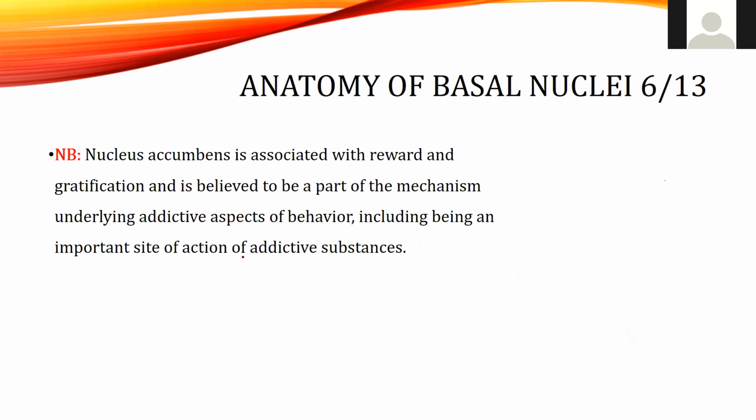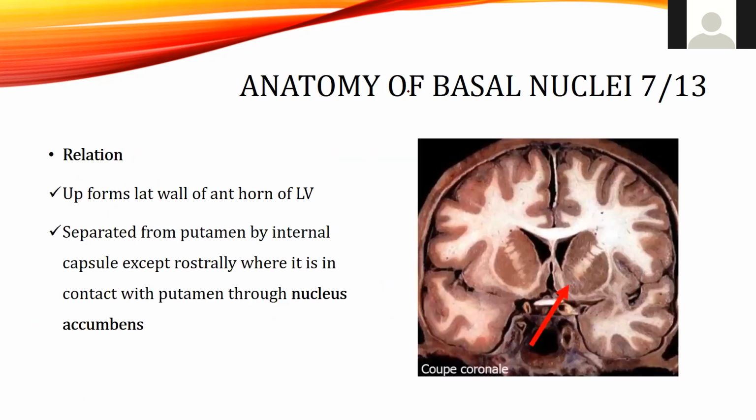We have to note that the nucleus accumbens is associated with reward and gratification, and is believed to be part of the mechanism underlying addictive aspects of behavior, including being an important site of action of addictive substances, such as cocaine, marijuana, and others.